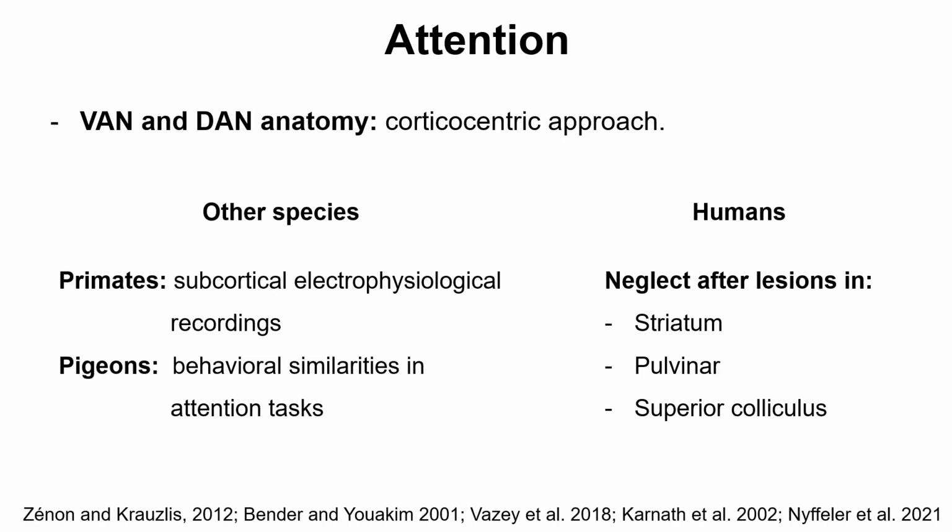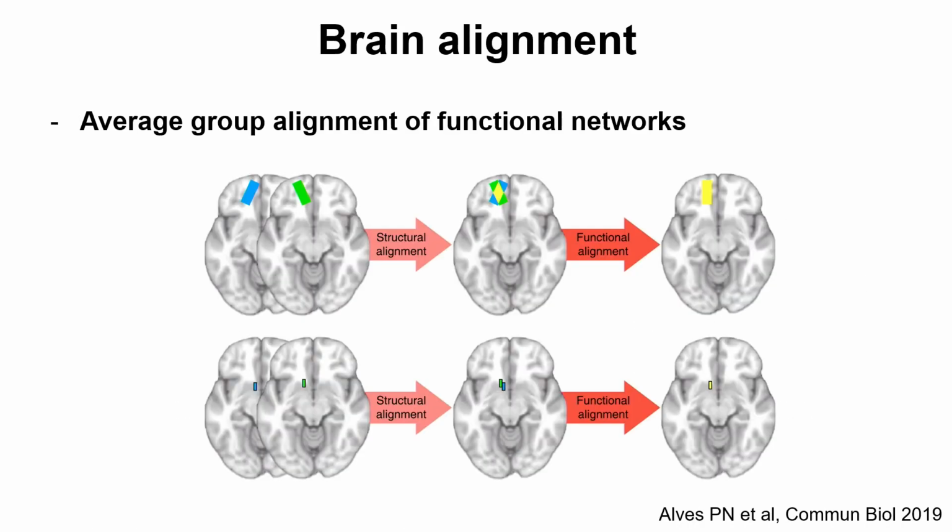paradigms. Finally, in humans, neglect, which is a paradigmatic syndrome of hemispatial inattention, does not only arise after cortical lesions, but also after subcortical ones. We know that when we align different brains exclusively based on anatomical features, there might be a misalignment of small subcortical nuclei.